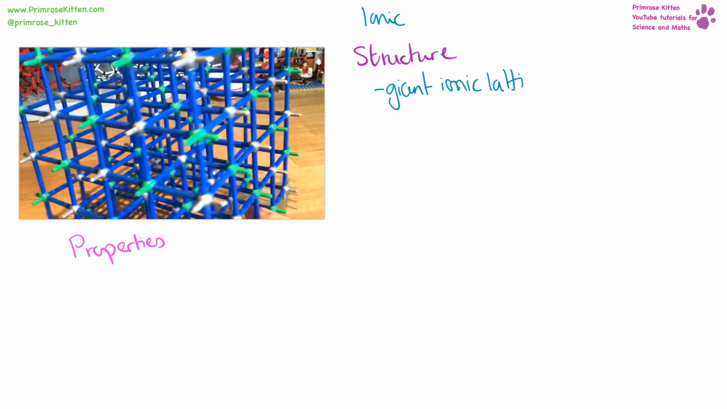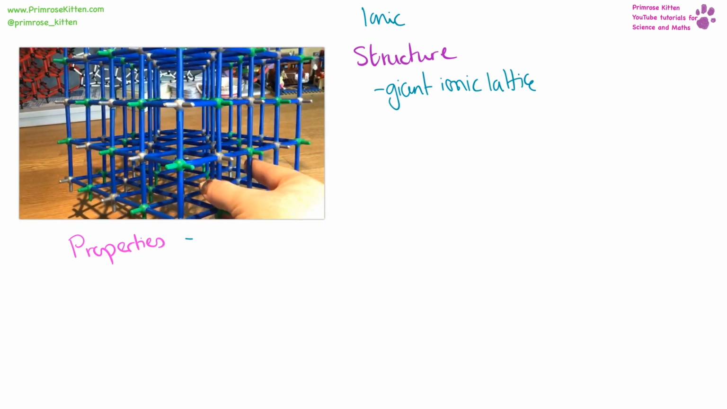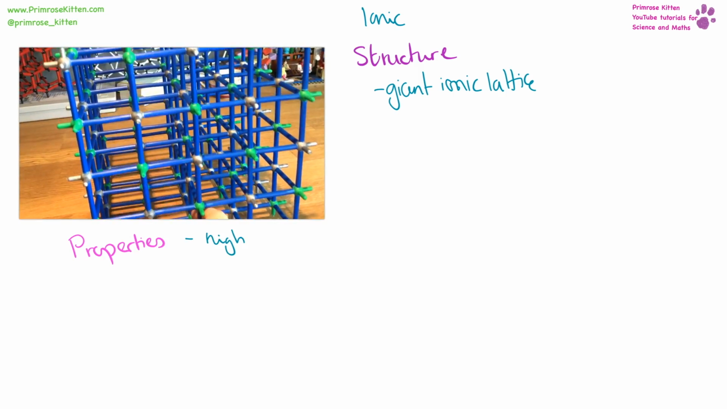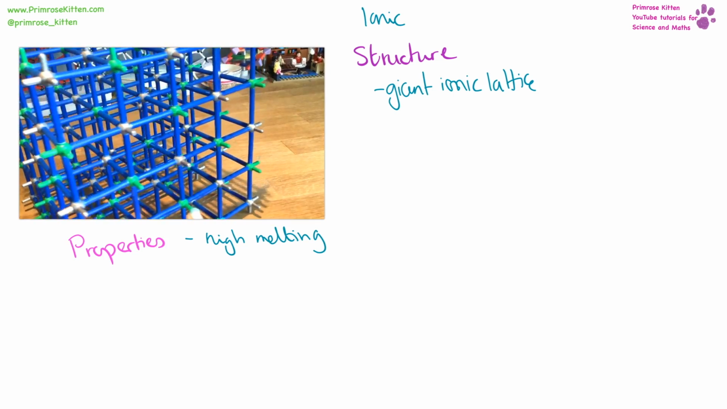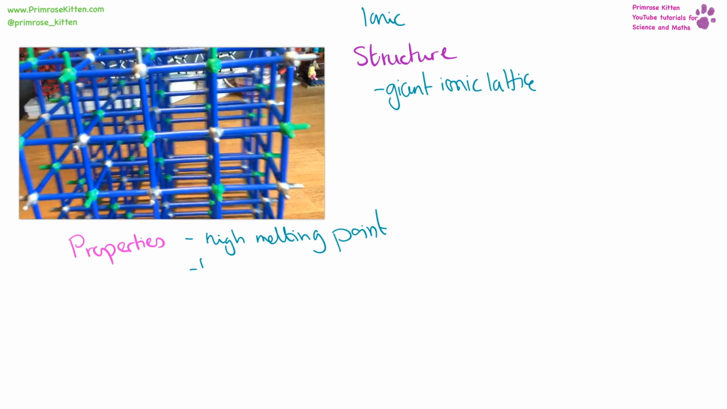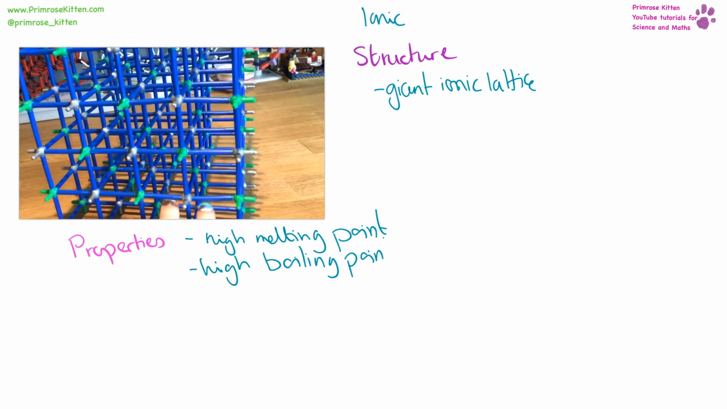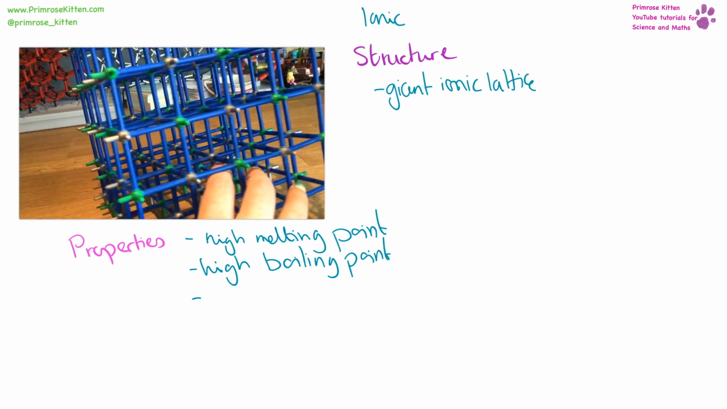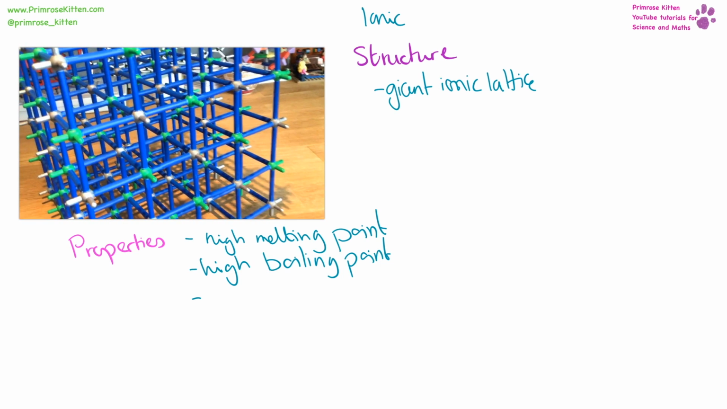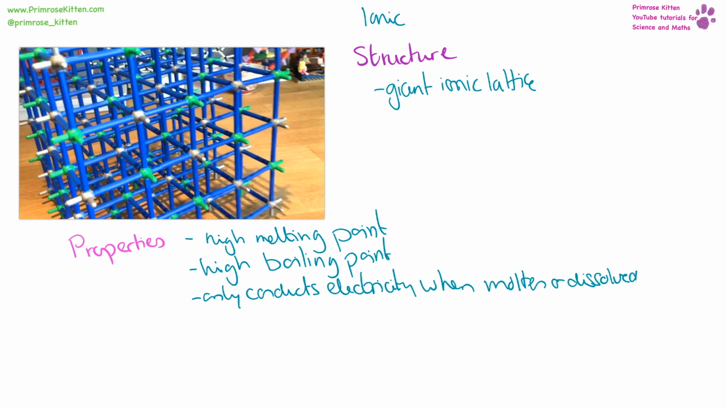ionic lattice. Properties: it is going to have a high melting point, high boiling point, and it is only going to conduct when molten or dissolved. This is because the ions need to be free to move.